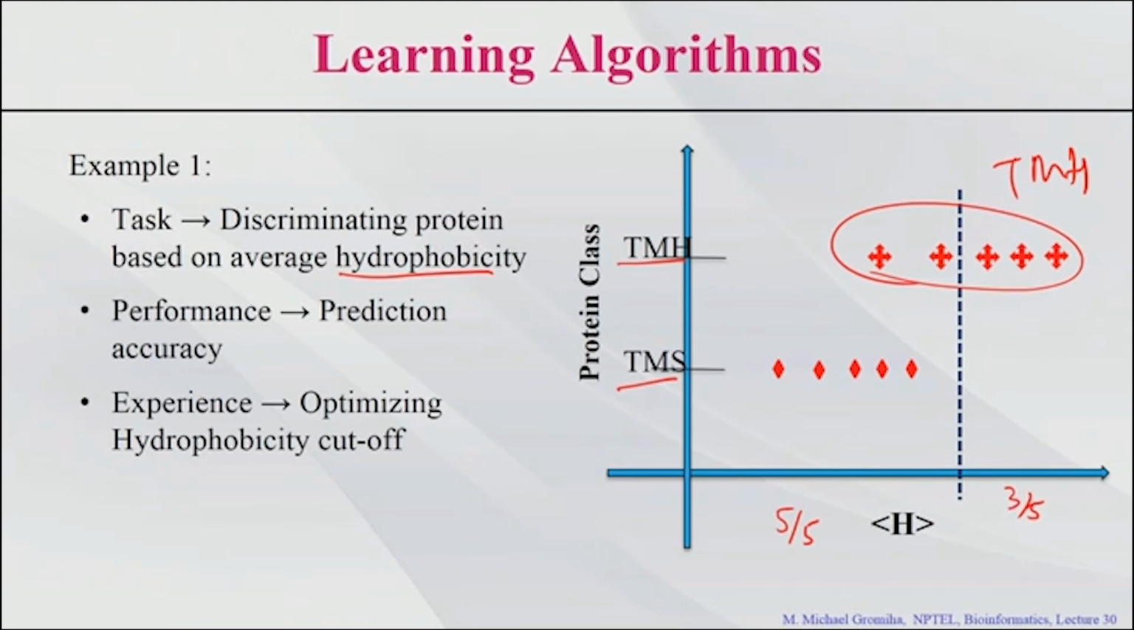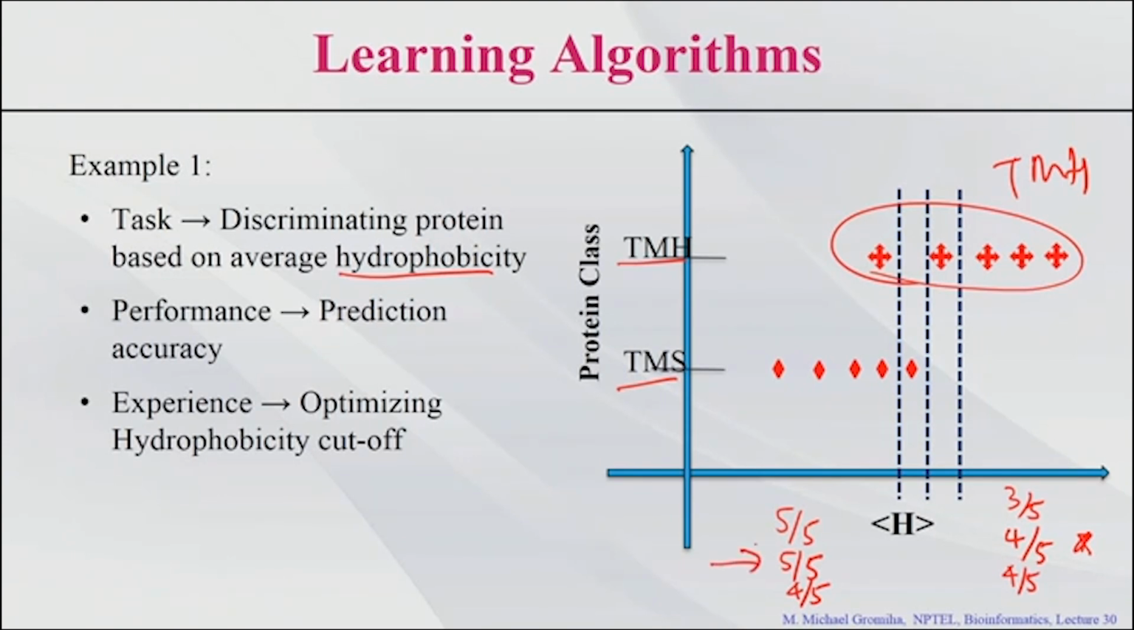Then we can set a different threshold. For example, if you put this threshold, now what will happen? 5 by 5, 4 by 5. Which is better now? The second one is better. Then we try another threshold here. Now what will happen? 4 by 5, 4 by 5. So among the 3 thresholds, which one is the best? The second one is the best. So we can use different thresholds and optimize, see the performance, and find which one attains the best performance.